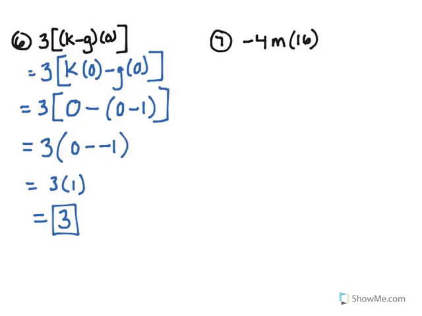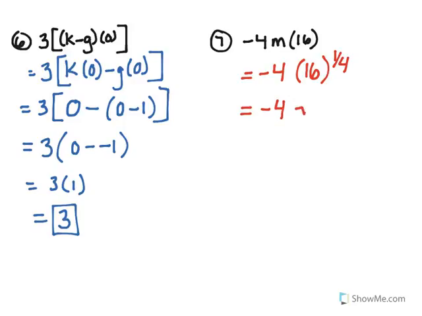Problem number 7, negative 4m to the 16th. This one's actually a little bit easier than the problem we just did because there's only one function involved, m of x. M of x was x to the 1/4. So this is going to be just negative 4 times x, 16, to the 1/4. Keep in mind, exponents have to come before multiplication.